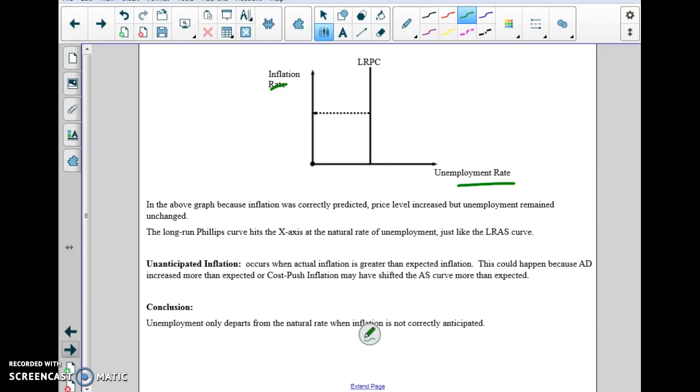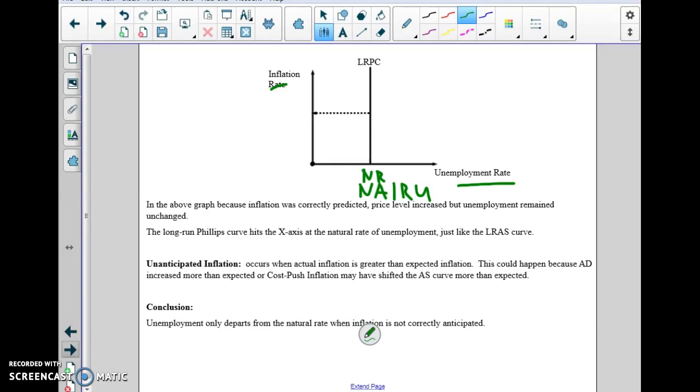Now, one thing that's important to note, just like our LRAS curve hits the x-axis at the natural rate of unemployment, our LRPC curve also hits the x-axis at the natural rate of unemployment. Basically, what this curve is saying is that if our economy is producing to our full potential at the natural rate, in the long run, changes in inflation, because they're expected, will not impact the unemployment rate. We also sometimes call that the non-accelerating inflation rate of unemployment, basically meaning if we're at that unemployment rate, in the long run, inflation will not accelerate if we can stay there.